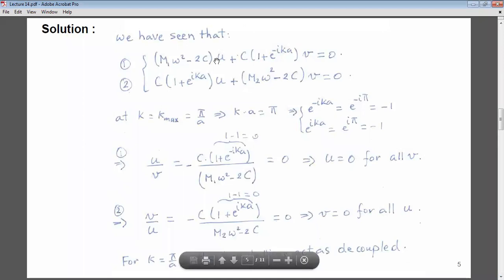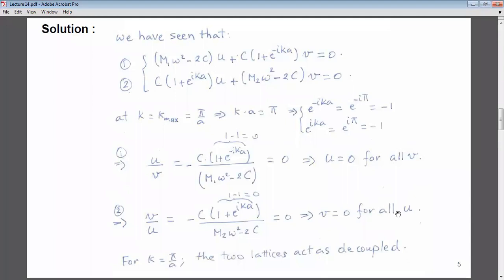Now if I take u over v from the first equation, it is c into 0, divided by m1 omega squared minus 2c. So this is 0, which means u is 0 for any value of v. And in the second equation, if I take this term to the other side and then take v over u, it will be c into (1 plus e to the ika), which is again 1 minus 1, so it's again 0. So v is 0 for all values of u.